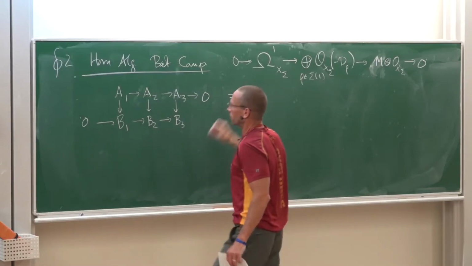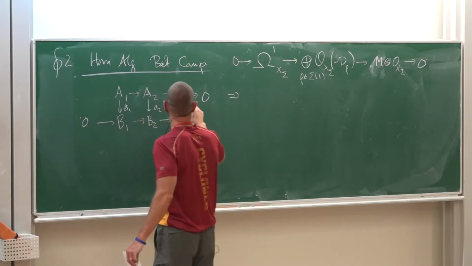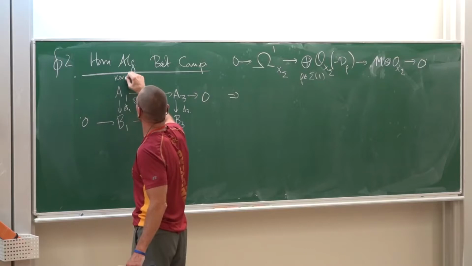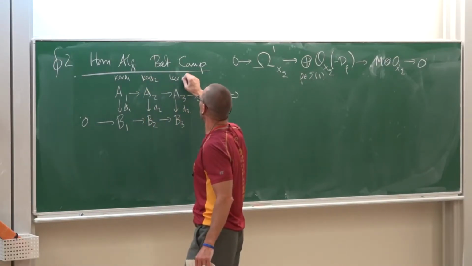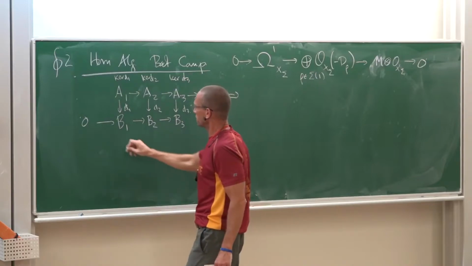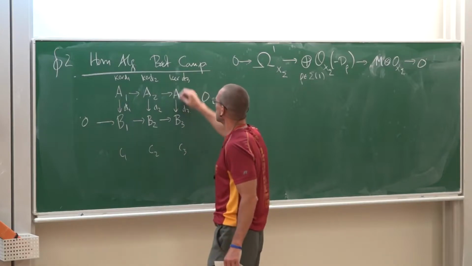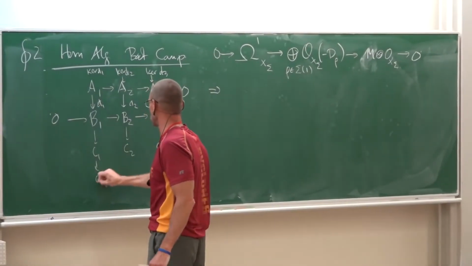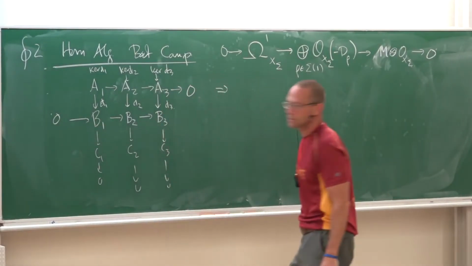Then, let's call these maps D1, D2, and D3. Then I have some maps. I have the kernels of D1, D2, D3, which I'll call K1, K2, K3, and maybe I'll write C for cokernels, C1, C2, and C3. Those are the cokernels. So how do the kernels and the cokernels relate?